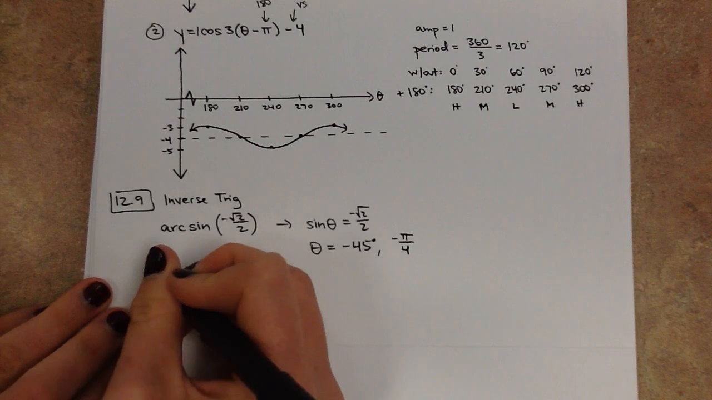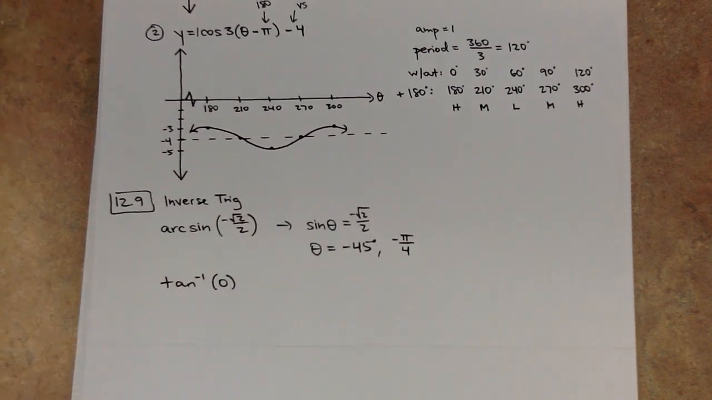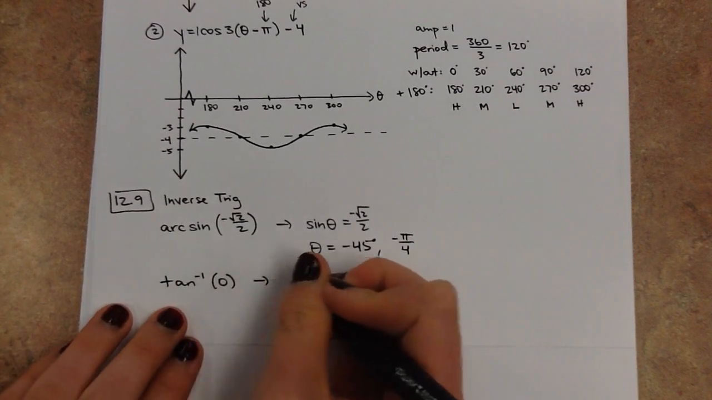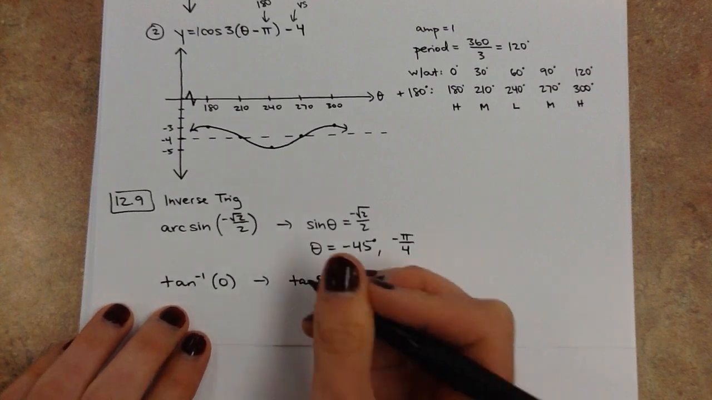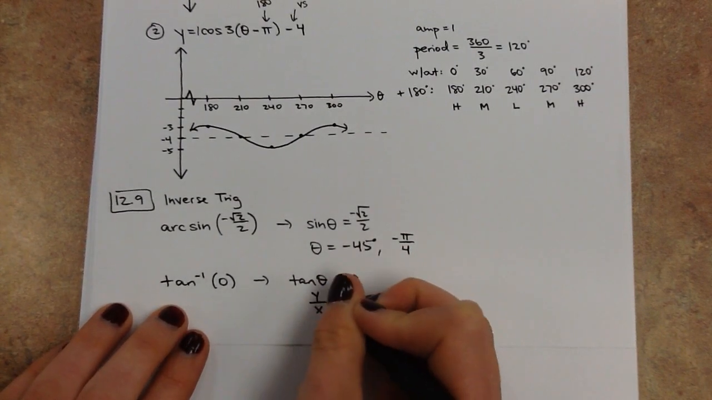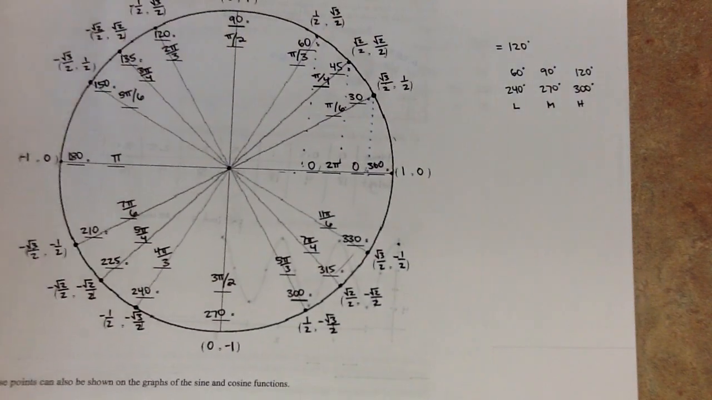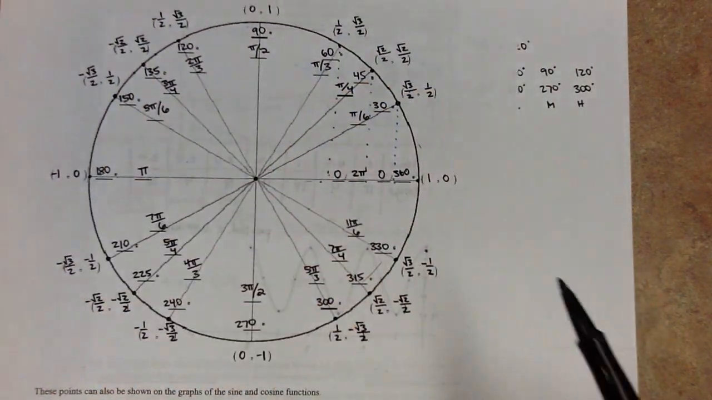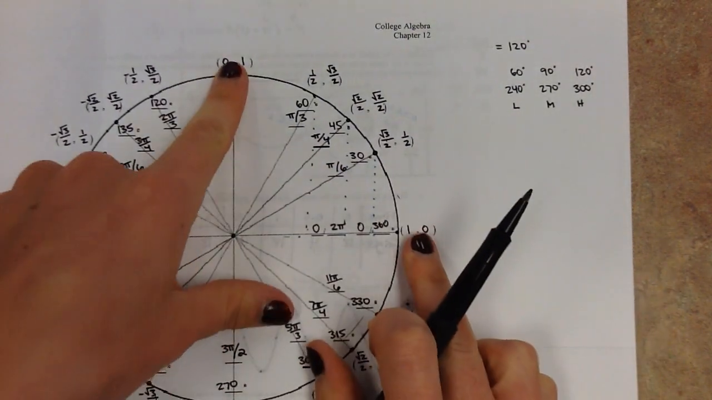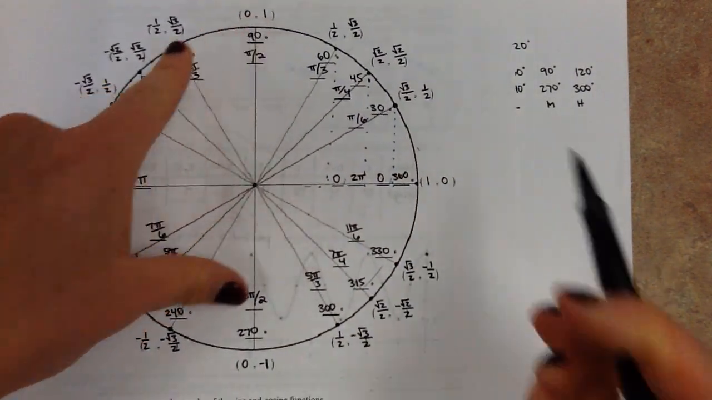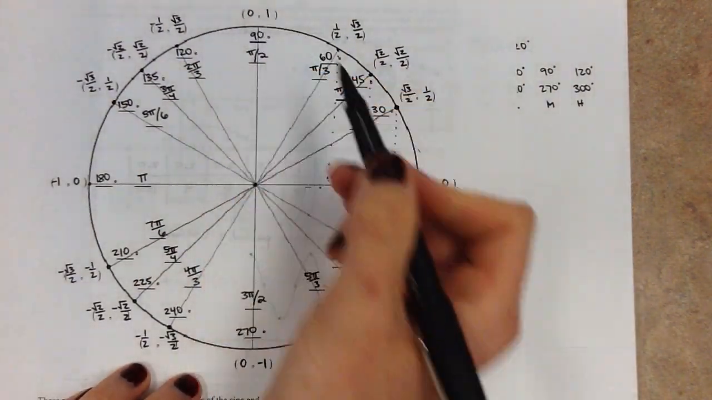Okay, I could also ask you for tangent. Say it was like tangent inverse of 0. Okay, that means we're looking for an angle whose tangent is 0. And remember, tangent is y over x. So if we want y over x to come out to be 0, okay, anywhere on the unit circle, none of these are going to be 0, ever. These are the only ones that have a 0. Tangent is also restricted to the right-hand side, so it could be this one, or this one.